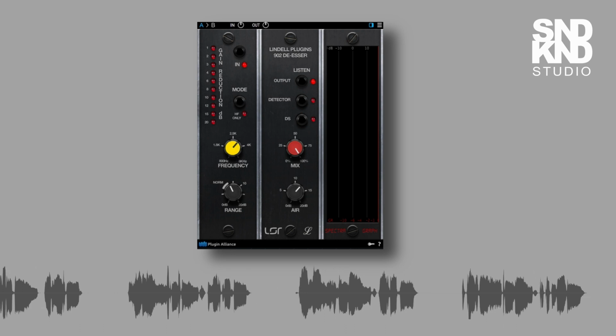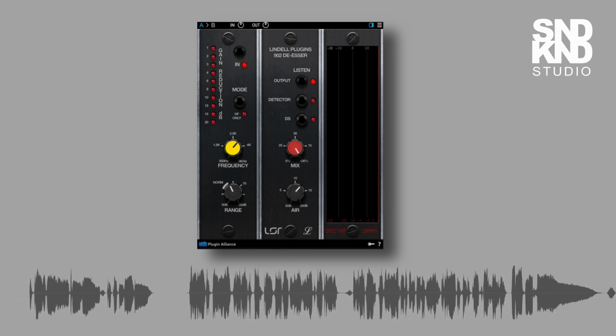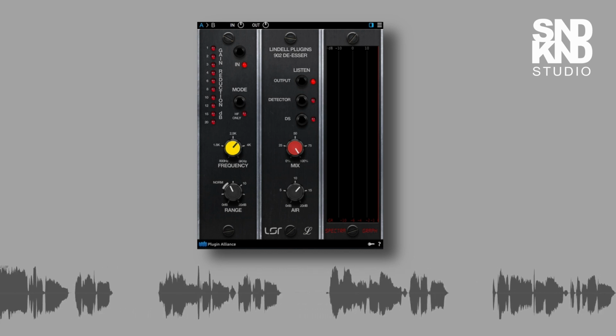Let's just take a look along this line. Yes, we can see that there are lots of tiny little spikes that we want to try and manage. Now, I know there are going to be people out there that are going to say, well, you know what, I could just go in and manually remove these and drag them down. Of course you can. It's going to take a while. And why would you? That's why we have tools, and that's what we're going to use today. I am using the Lindell Plugins 902 De-Esser. It's really inexpensive, and it's a really nice tool to have if you are using vocals in your track.